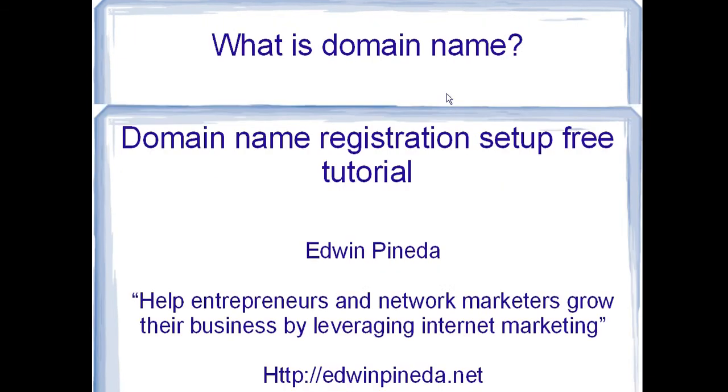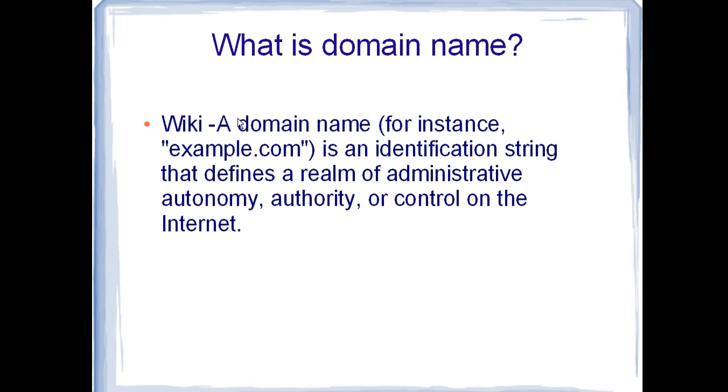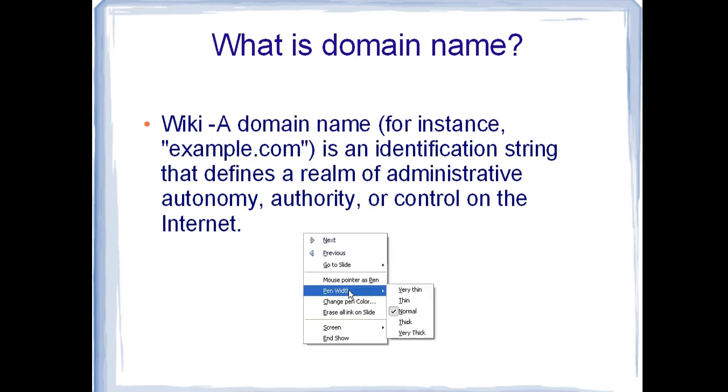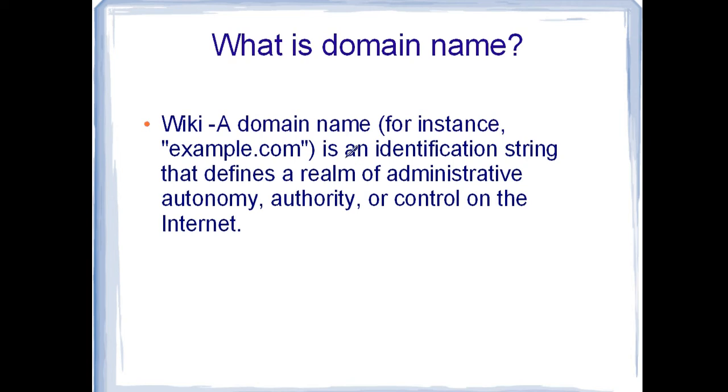So what is a domain name from wiki definition? A domain name, for example, example.com or edwinpineda.net is an identification string that defines a realm of administrative autonomy, authority, or control on the internet. So it is an identification of strings.